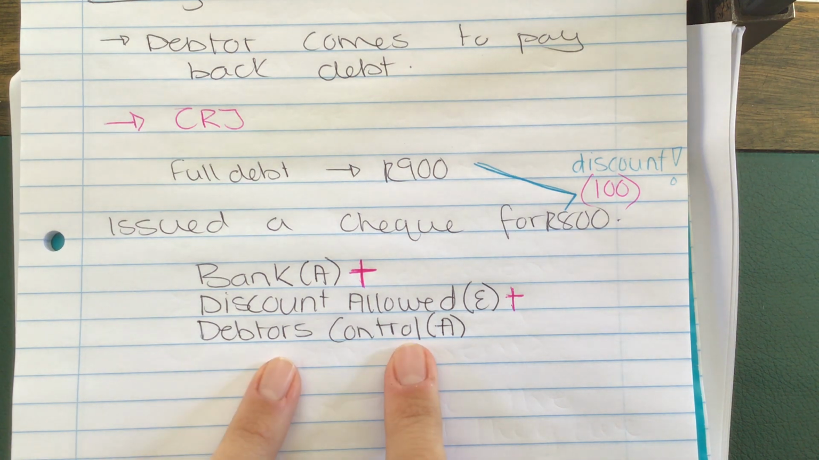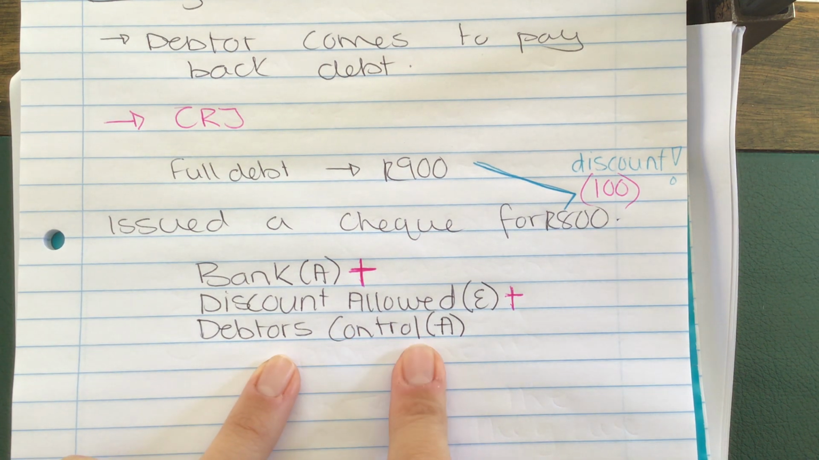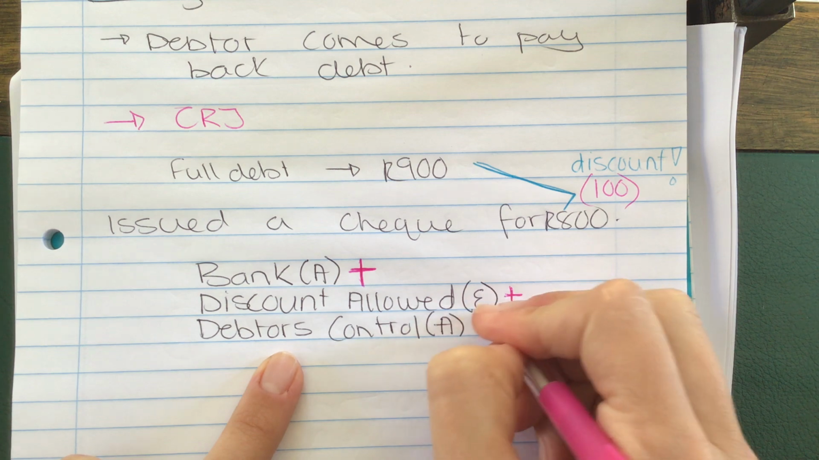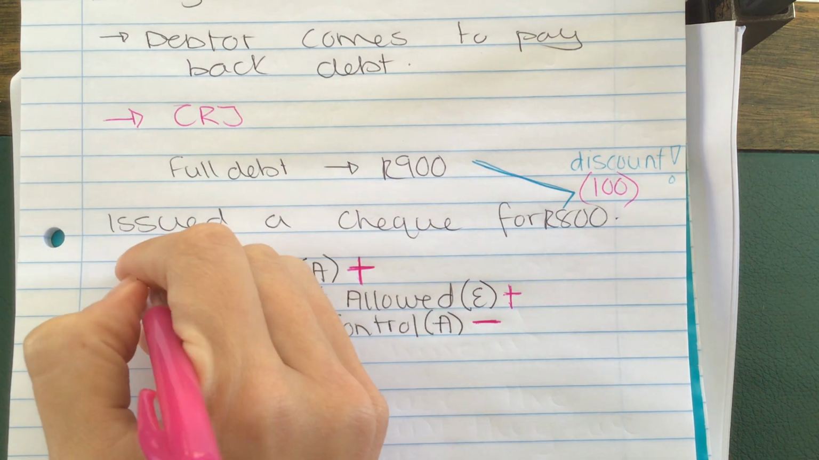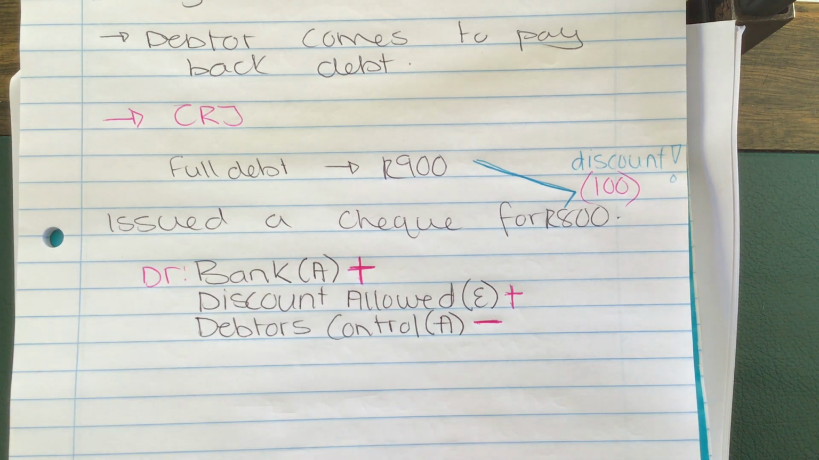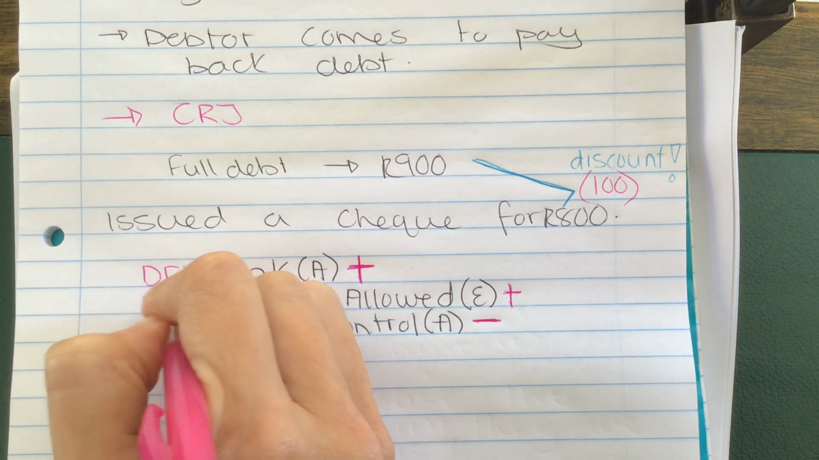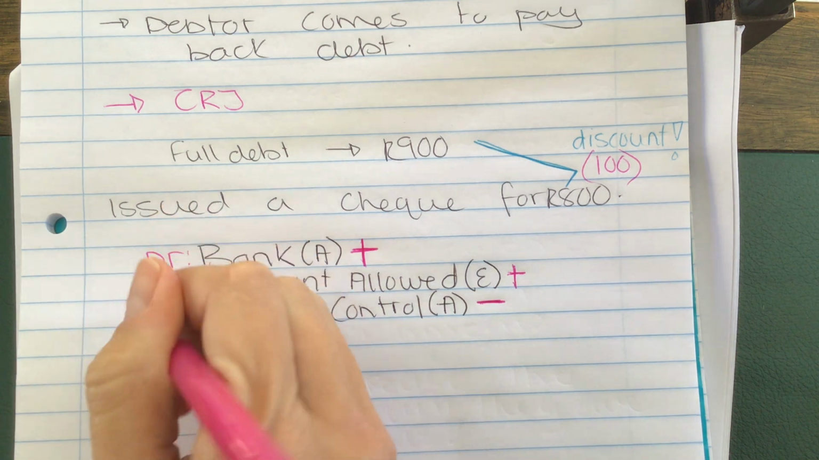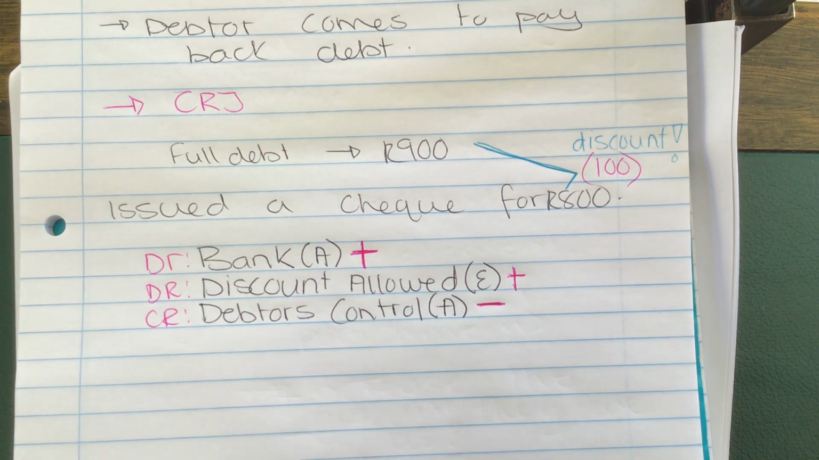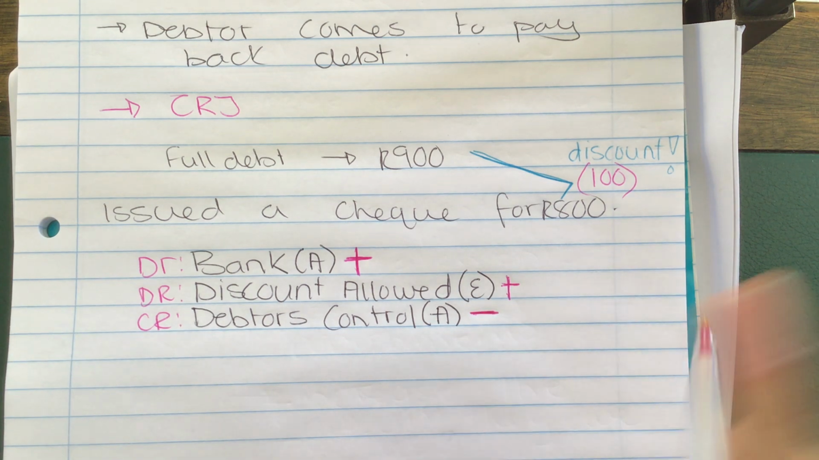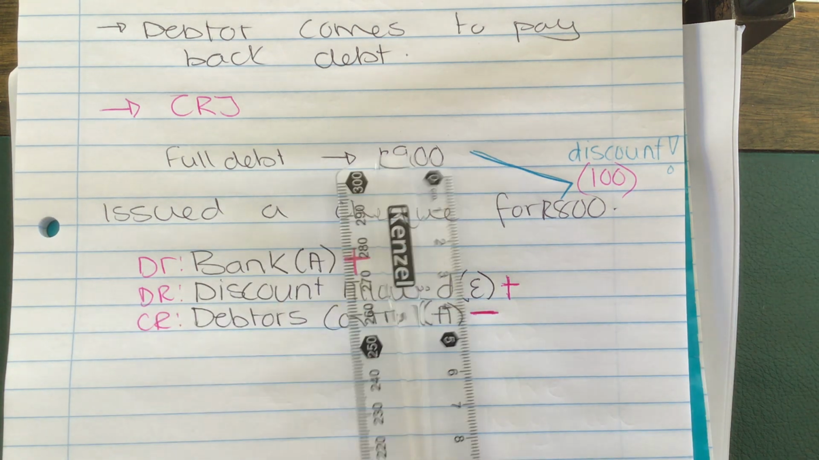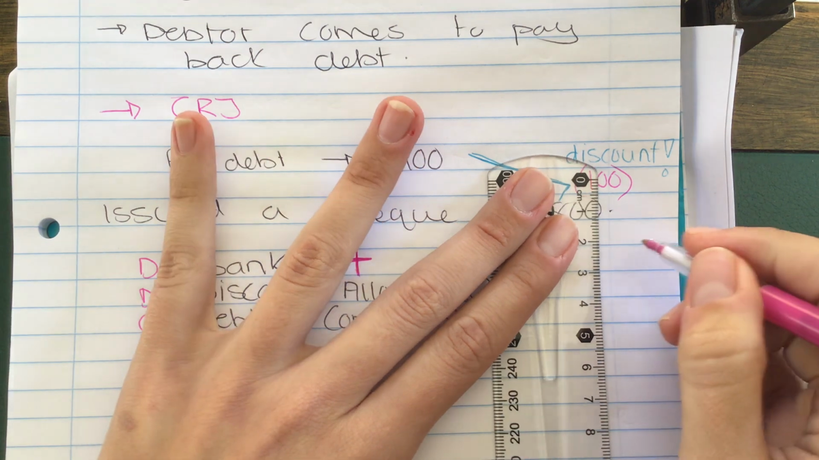And then because the debtor is paying us back, what's happening to his account? It is decreasing, okay? So what can we see here? We need to debit bank, debit discounts allowed, and credit debtors control. But now let's figure out the amounts as well. So I can just draw a column here so you can see the debits and credits.